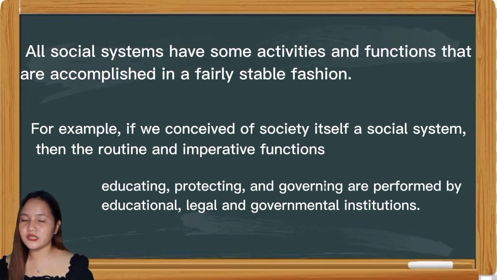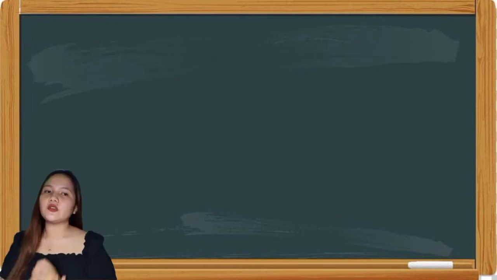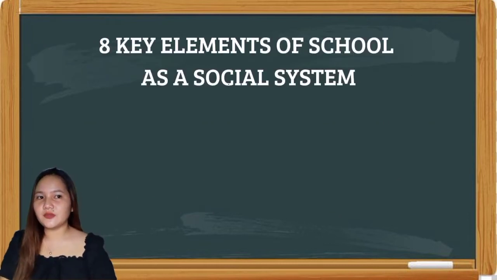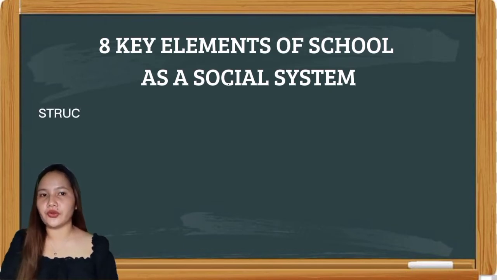According to the social system model for schools, organizational performance is determined by key internal elements such as structure, the individual, culture, politics, technical core, and environment outcomes and feedback. So here are the 8 key elements of school as a social system. The first one is structure.